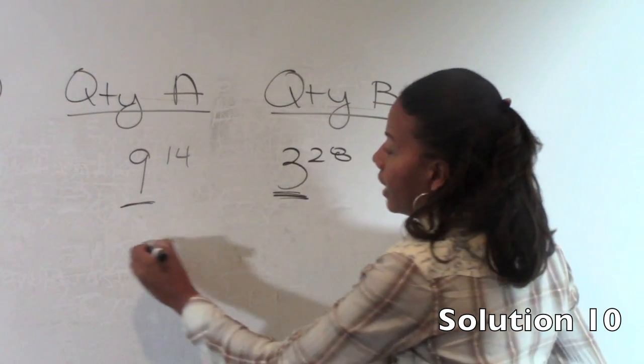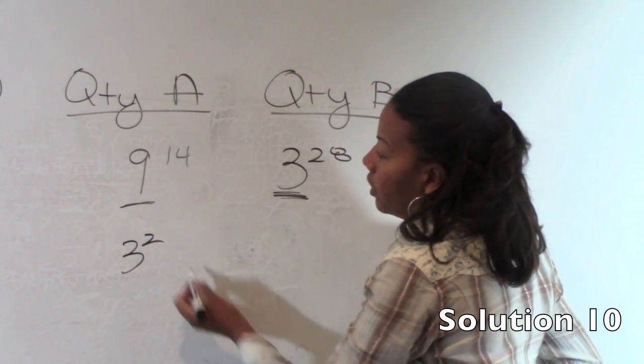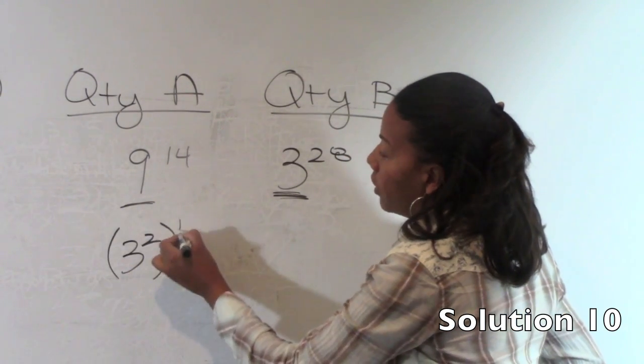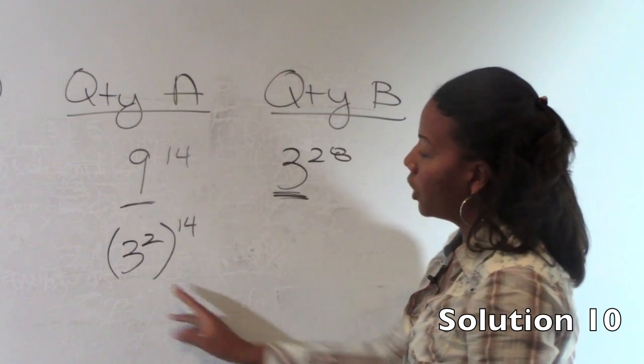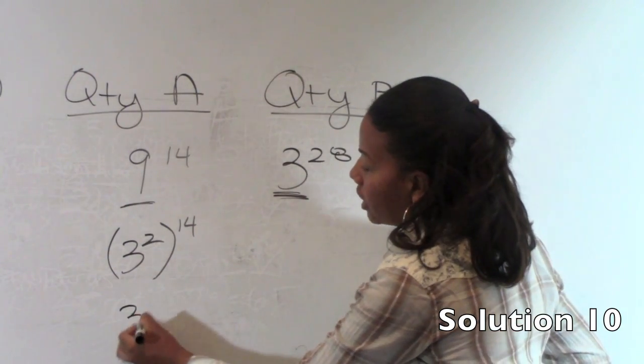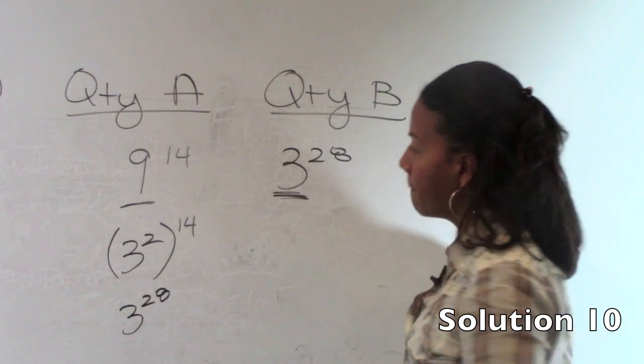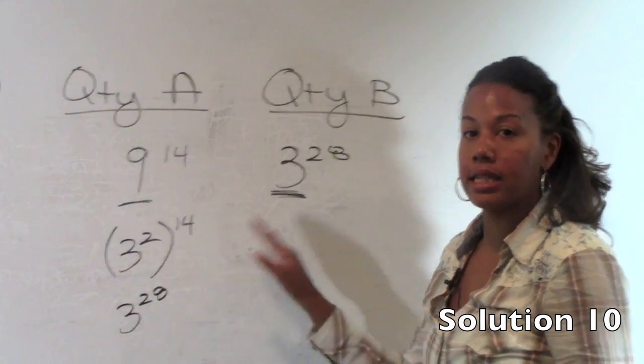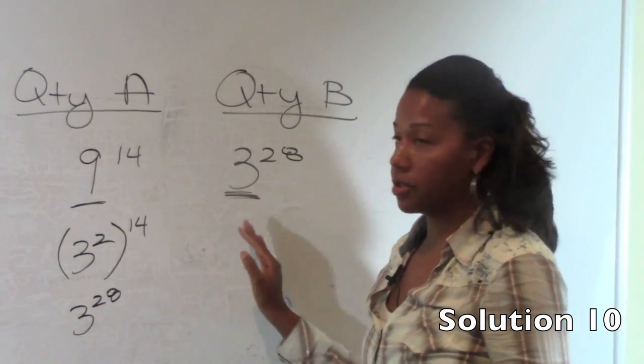You'll notice that 9 is simply 3 squared. So if I rewrite 9 as 3 squared and raise that to the 14th power, when I simplify this expression, I get 3 raised to the 28th power. And now you see that column A is the same as column B, so the answer is C for number 10.